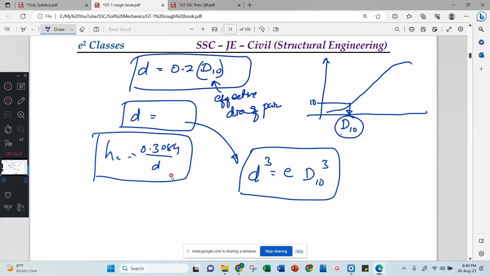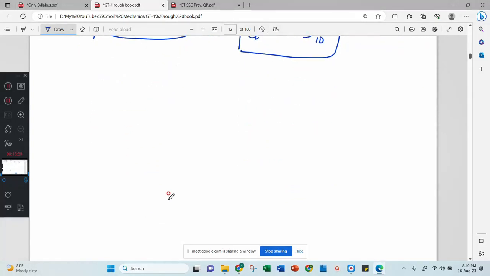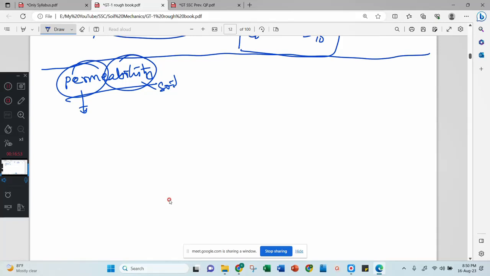Now we'll go to the chapter permeability. What is permeability? The word itself says perme plus ability. That is, the ability of a soil to permit water is called permeability. This was studied by Darcy, a scientist who studied permeability. What he did in his experiment we have to understand so that this chapter becomes very easy.